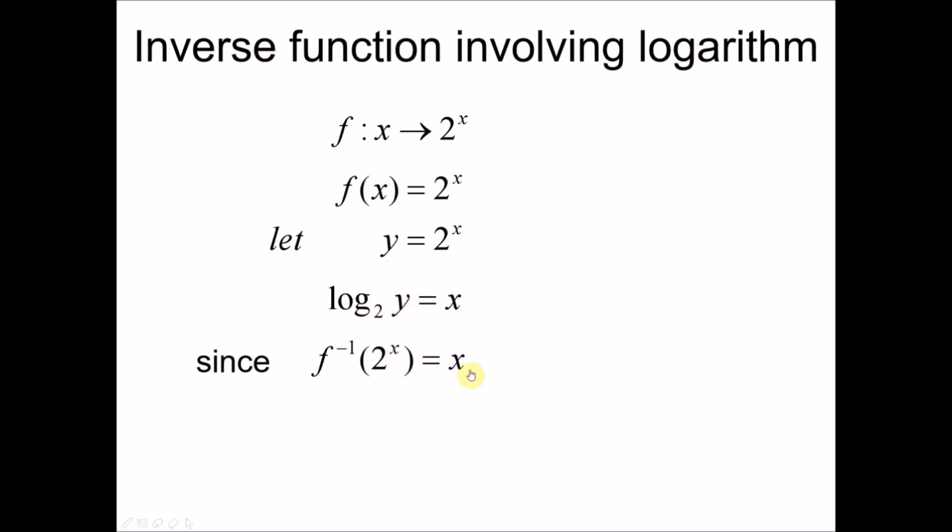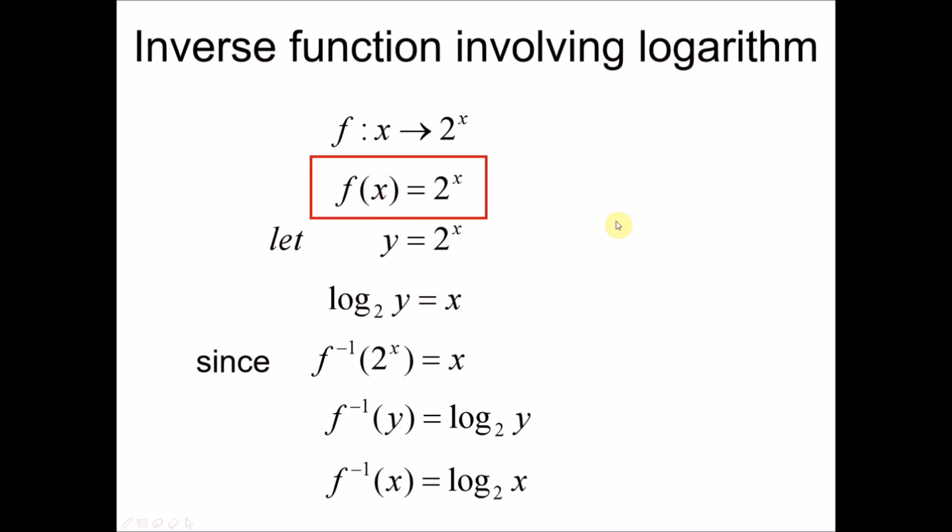So we try to change all the x to y in the next step. 2 to the power of x equals y, which we get from here, and x equals log base 2 of y, which is from here. Now we get rid of x, we only have y. So we rewrite this again using x as a variable. You have f inverse of x equals log base 2 of x. This is the inverse function for the given f function. If you are given f of x equals 2 to the power of x, the inverse of f will be log base 2 of x.